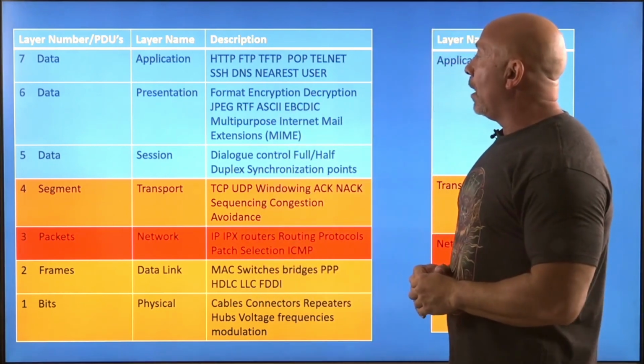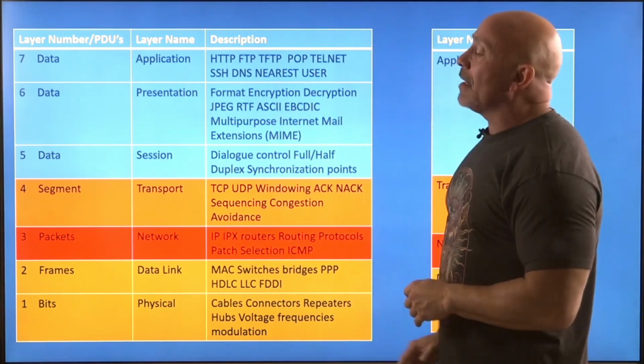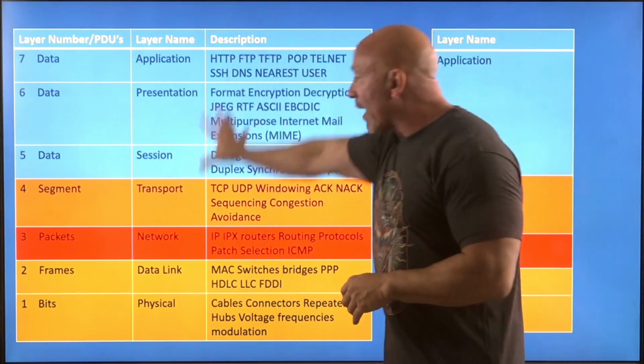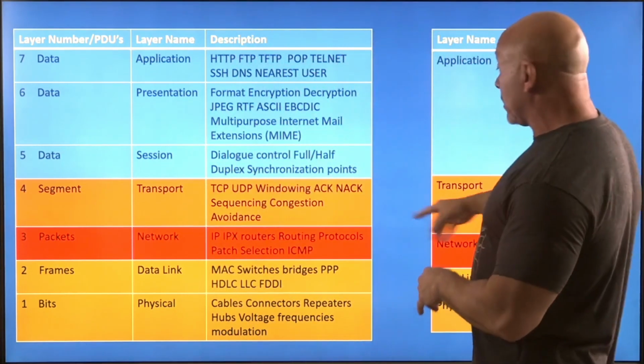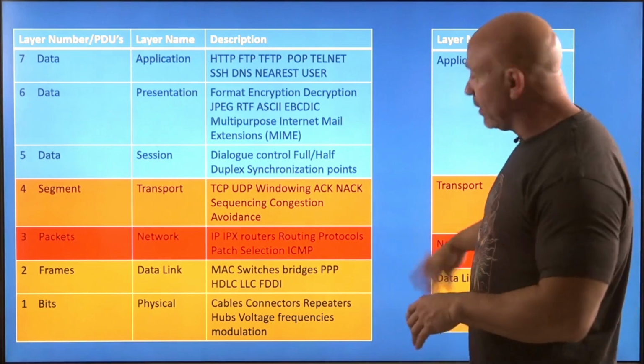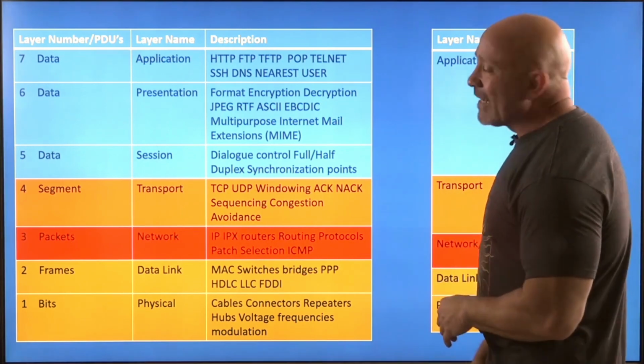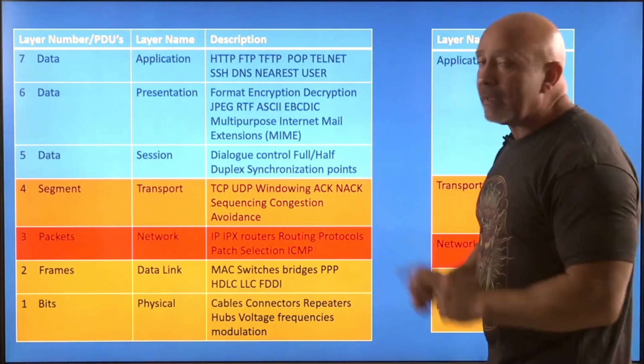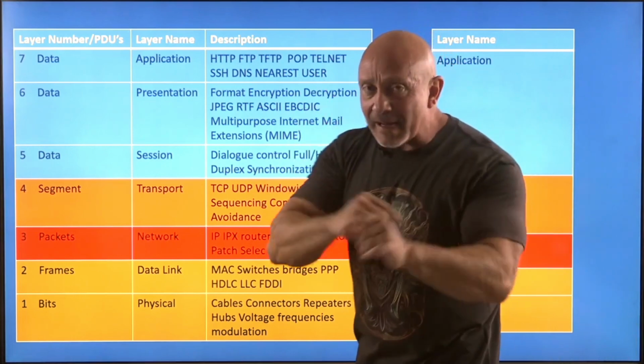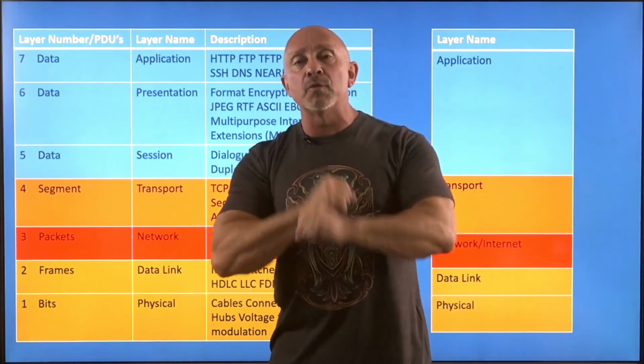But I digress. This is a comparison of your OSI model mapped over, it's color coded, so match up the colors, all right, to the TCP/IP model. That is what you need to be concerned with. That is what you're going to be tested on. That is what you need to know.